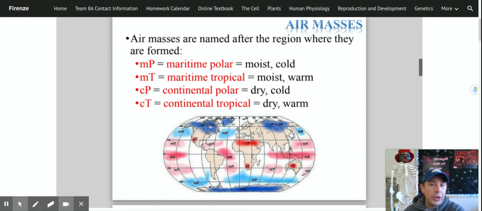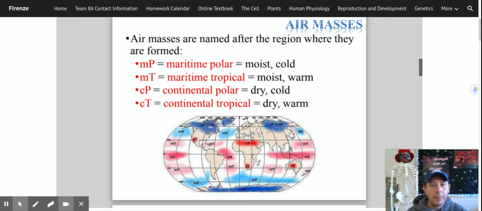It's going to bring wet, cold air. All right, maybe it will snow. I don't know. All right, so then we also have maritime tropical. Maritime still means moist. That means it had to have formed over an ocean or something like that. But now it's happening in a tropical region.